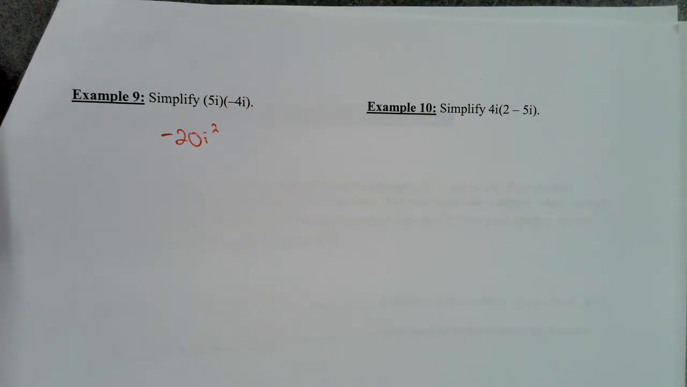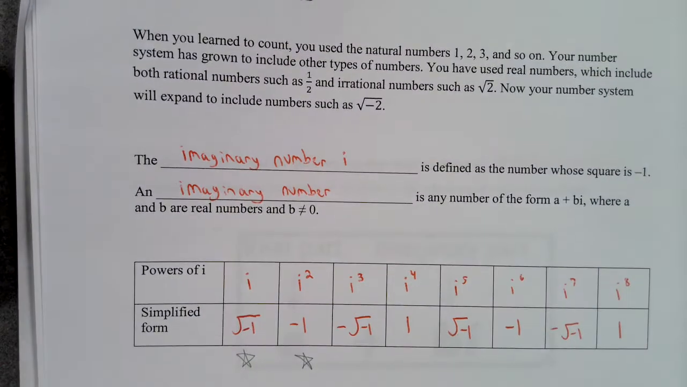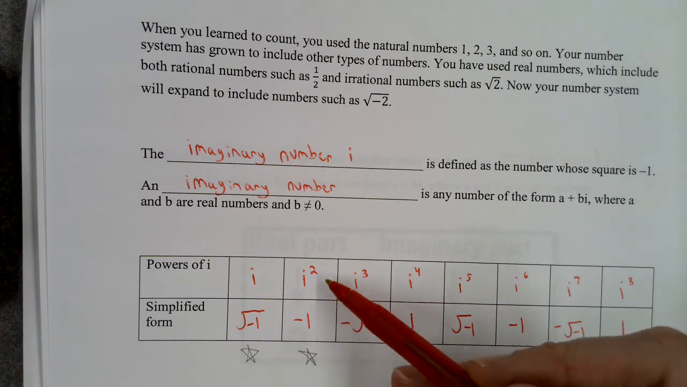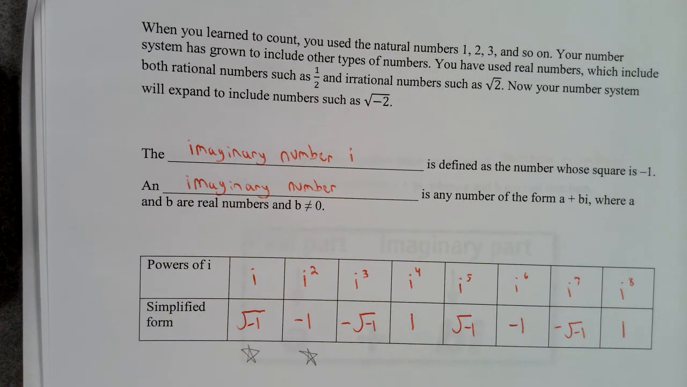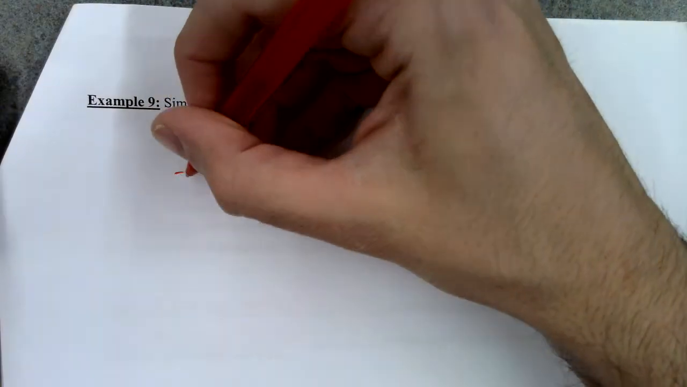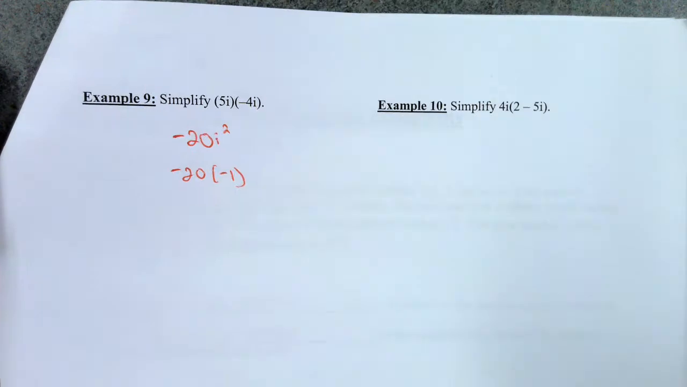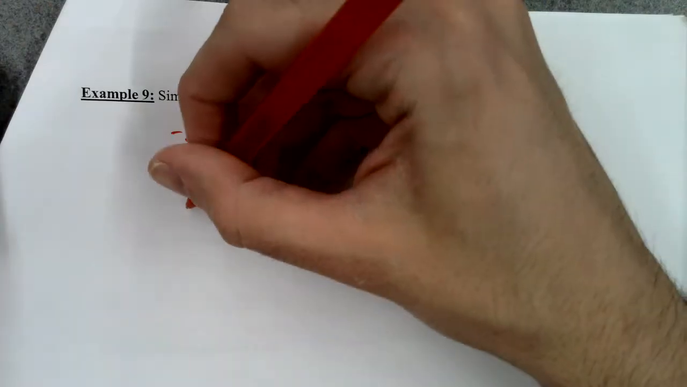That's not the final answer because you can simplify i squared. Do you remember what that is from the first page? i squared equals negative 1. Remember how I said you had to know these two? You definitely have to know those two. So i squared is negative 1. Back to page 4. i squared is negative 1, so negative 20 times negative 1 is 20.